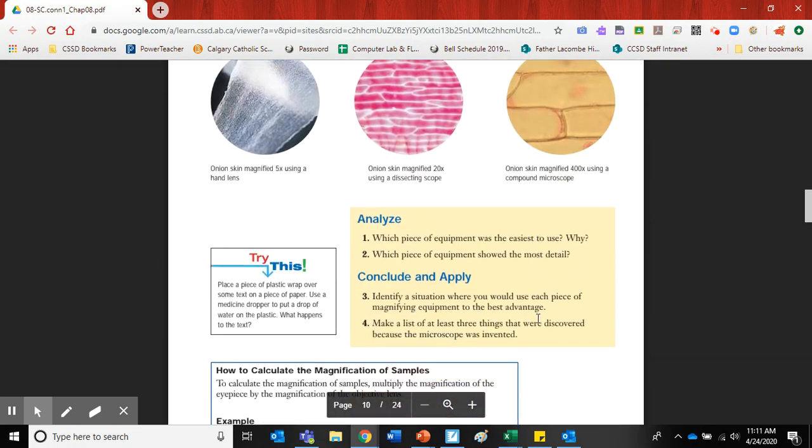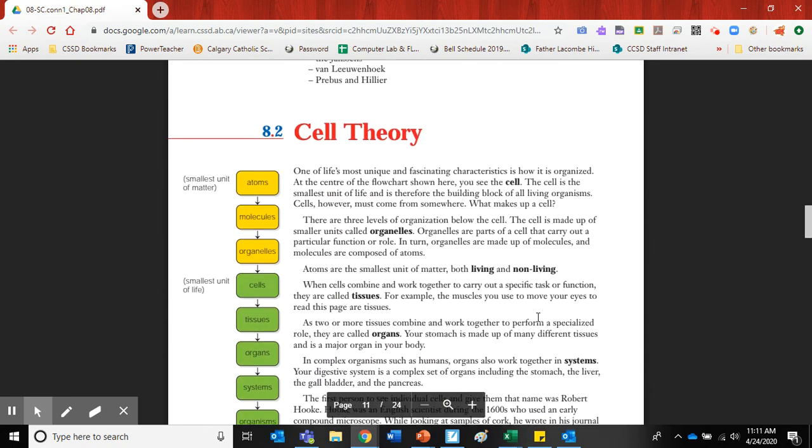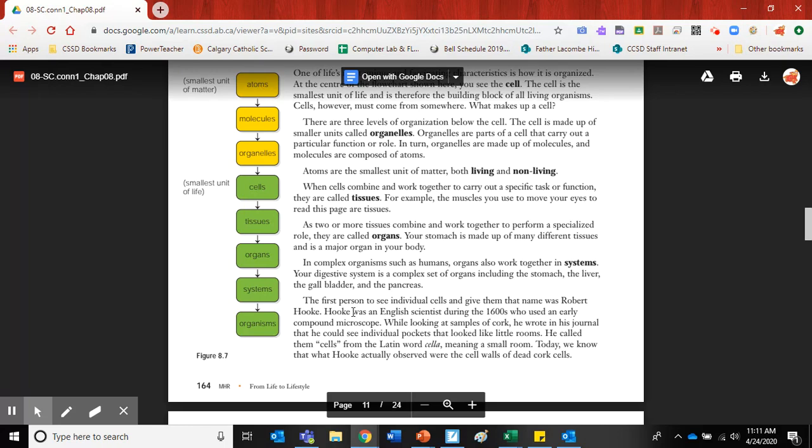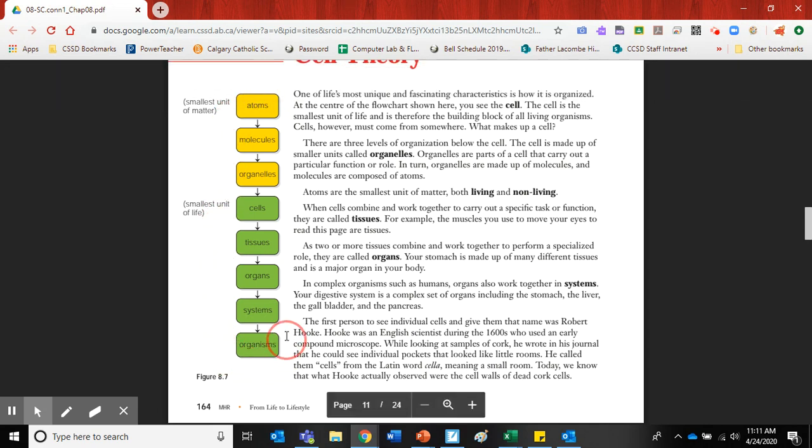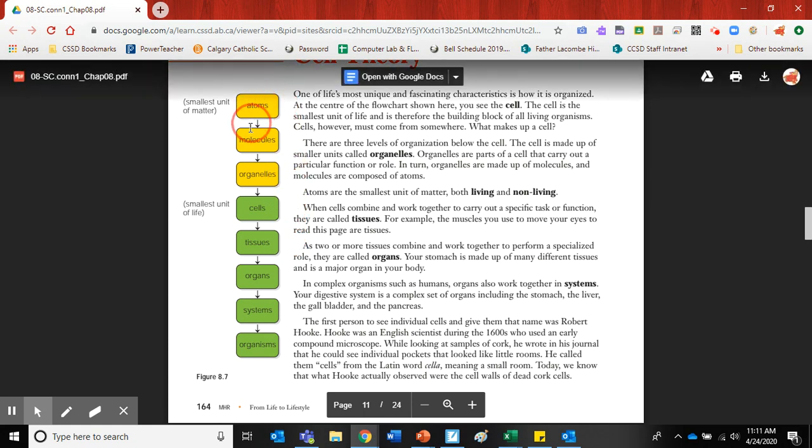Next was my second kind of circle, was 8.2 and cell theory. Here you see right on the side how all these terms were laid out. And you see right here from atoms, molecules, organelles, but all in the green is what we're studying in biology, all right here.